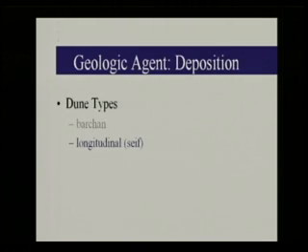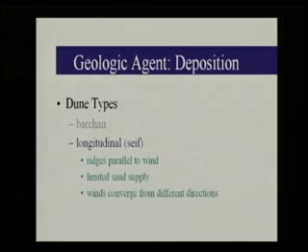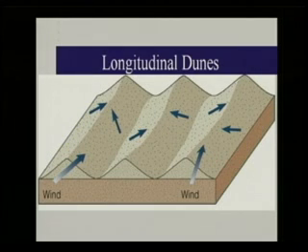Longitudinal dunes, or scythe dunes, form as ridges that are parallel to the wind, and these also form in areas like Barkhans with a very limited sand supply, but with a longitudinal dune we have winds converging from different directions. They may be quite large. Here is a diagrammatic representation of a longitudinal dune. Again, we have winds converging.